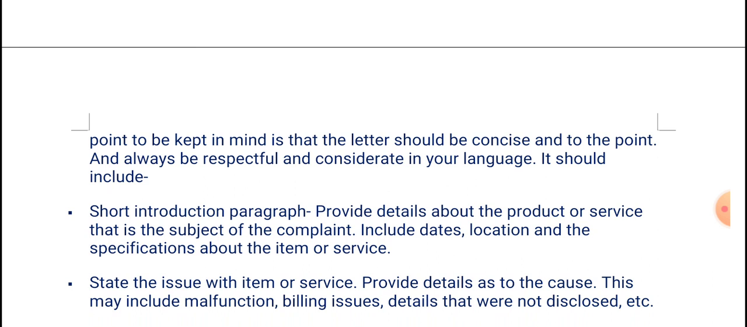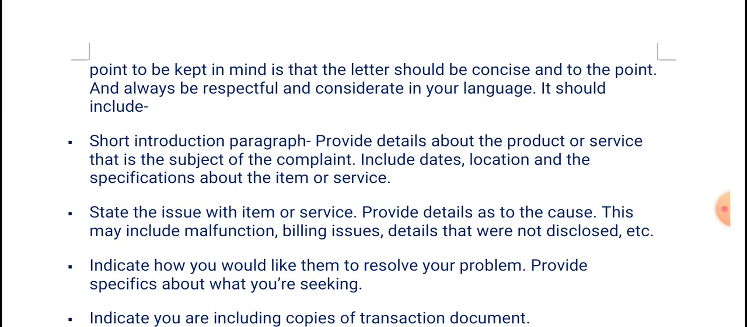It should include a short introduction paragraph, provide details about the product or service that is the subject of the complaint, include dates, location, and the specification of the item or service. Means if you are writing something in a complaint letter, everything should be clear that what you are talking about.